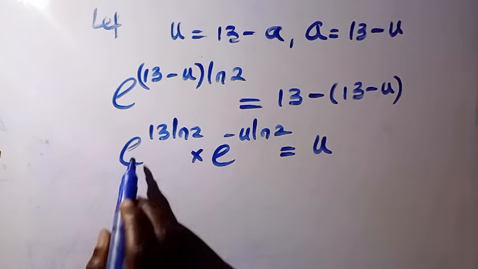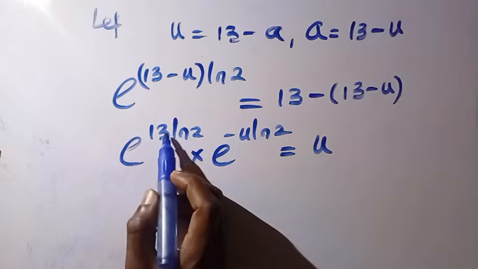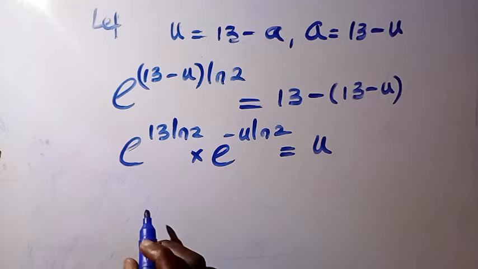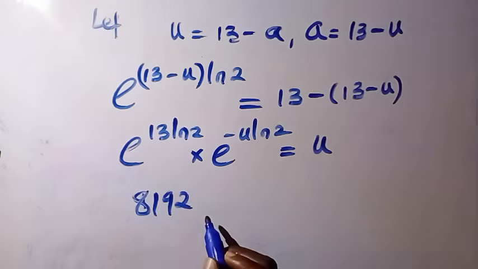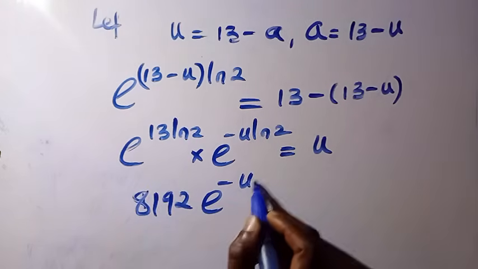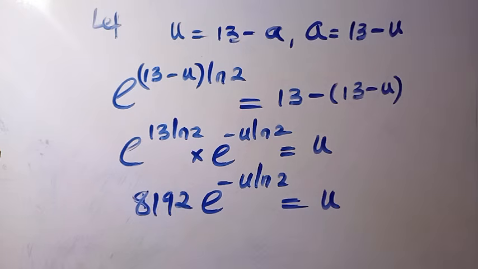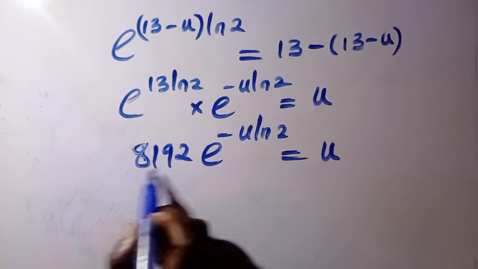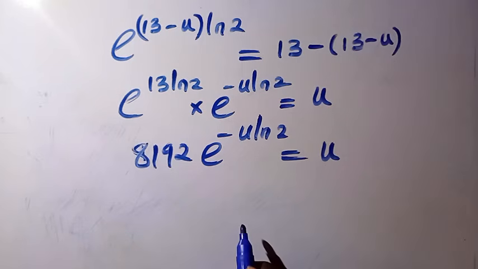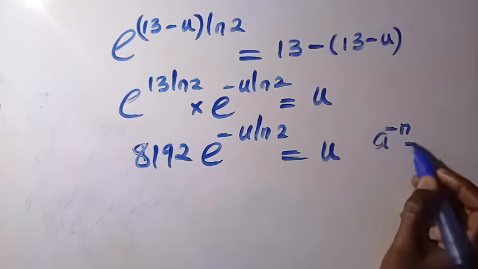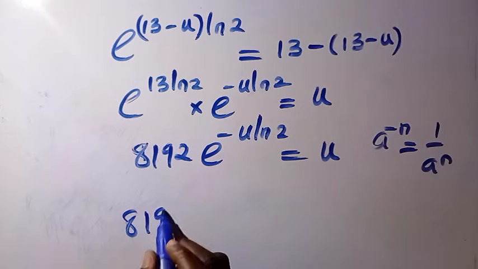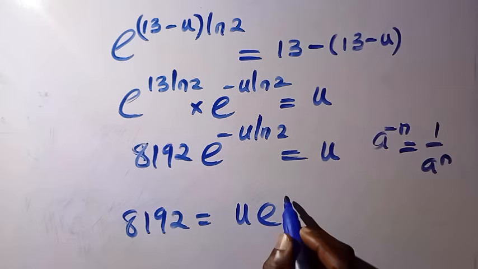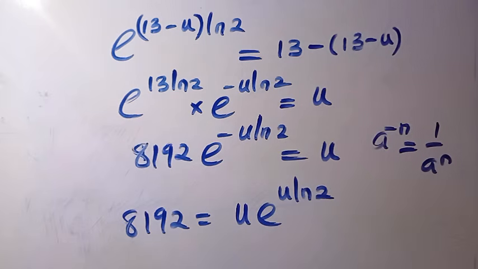Then this is a numeric value, e^(13 ln 2). By pressing the calculator, it gives us 8192. Then e^(-u ln 2) = u. If I leave the whole of this here and take this one to the other side, it is just like if you have a^(-n) equals 1 over a^n. Applying this, we have 8192 = u e^(u ln 2).